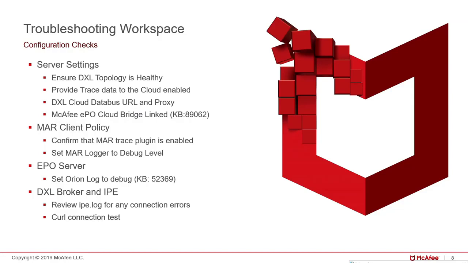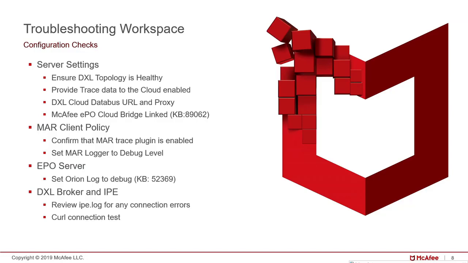Some other gotchas include the MAR client policy itself. There is a separate trace plugin that has to be enabled within the policy. If you're running into the issue where you don't have data showing from the workspace, one of the first things you want to do is turn on the MAR log to debug level, wake up the machine, and then run a test file. You should see in the MAR log that the client is in fact tracing, and I'll show you an example of what that looks like.